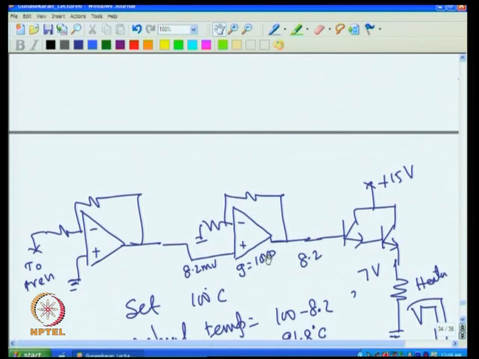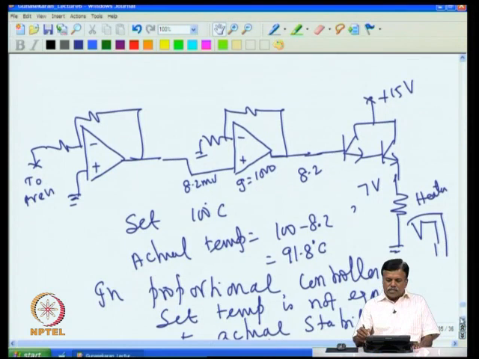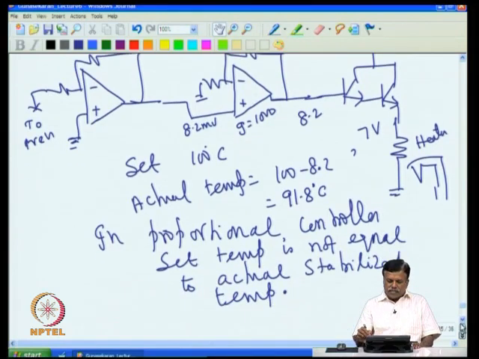Now, if the set value is not equal to the actual where the temperature stabilized, then what is the secondary effect? The secondary effect is like this. See, now we assume that the heater needs 7 volt. So I will explain with another figure what the secondary effect is.